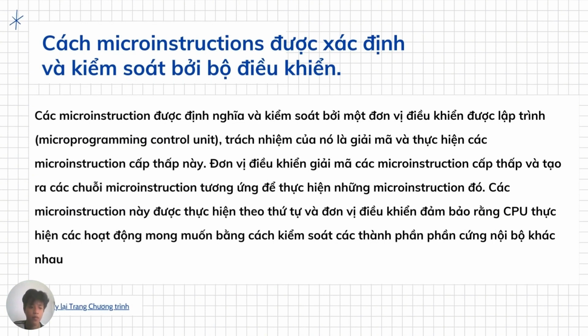Tiếp theo là ta tìm hiểu về cách các vi lệnh được xác định và kiểm soát bởi bộ điều khiển. Các vi lệnh được định nghĩa và kiểm soát bởi một đơn vị điều khiển được lập trình, Microprogramming Control Unit. Trách nhiệm của nó là giải mã và thực hiện các vi lệnh cấp thấp này. Đơn vị điều khiển giải mã các vi lệnh cấp thấp và tạo ra các chuỗi vi lệnh tương ứng để thực hiện những vi lệnh đó. Các vi lệnh được thực hiện theo thứ tự và đơn vị điều khiển đảm bảo CPU thực hiện các hoạt động mong muốn bằng cách kiểm soát các thành phần phần cứng nội bộ khác nhau.